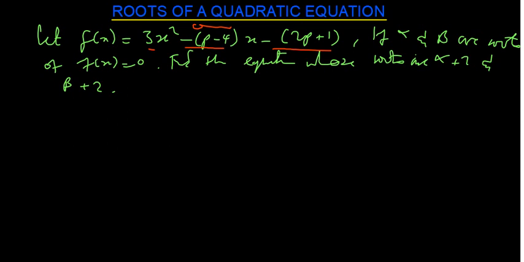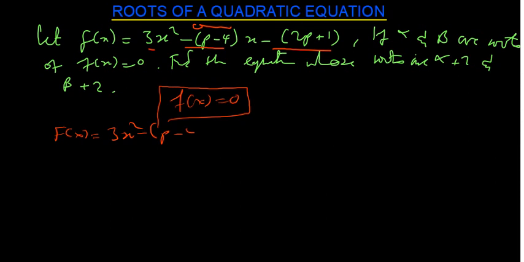The second part said, find the values of p for which f of x is equal to 0. So f of x is equal to 0. We want to find the values of p for which that is equal to 0. Now that is simply talking about the nature of roots. So we want to find the values of p. We get our equation, that is f of x is equal to 3x squared minus (p minus 4)x minus (2p plus 1). So we are saying this should be equal to 0.